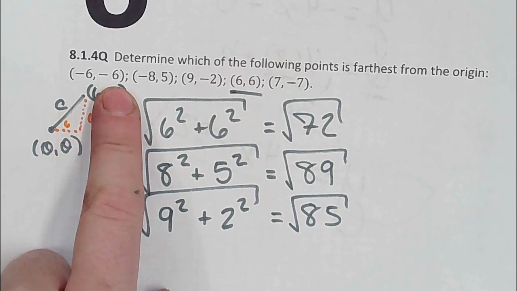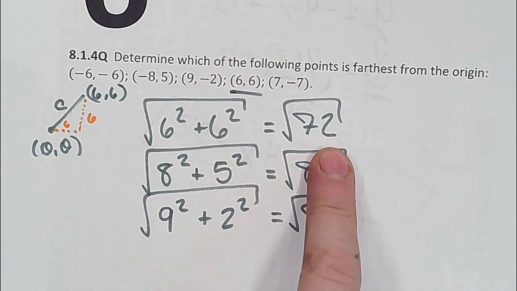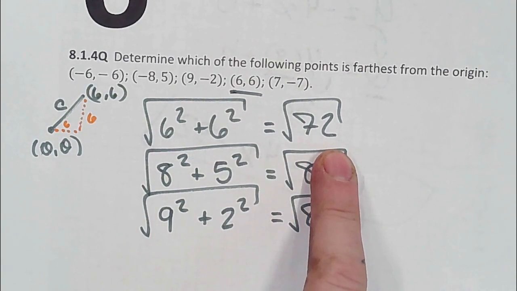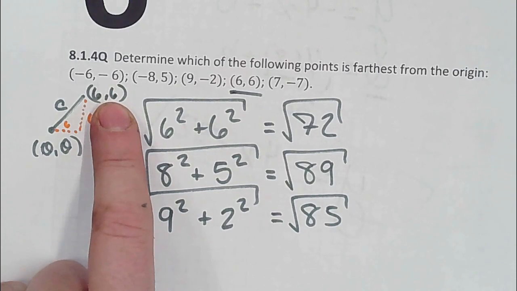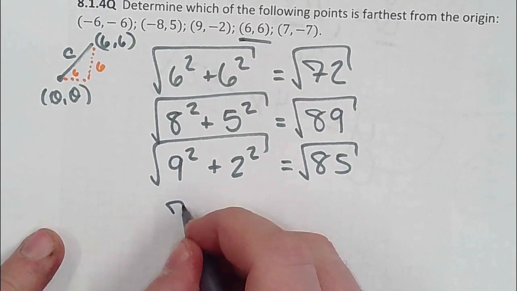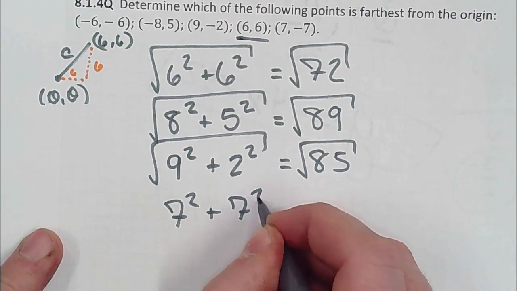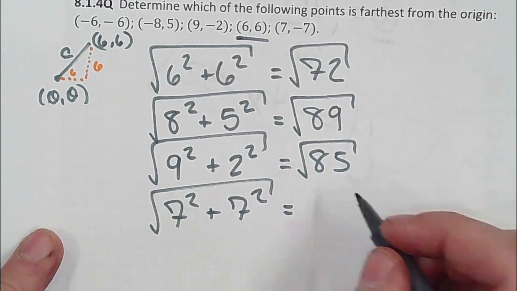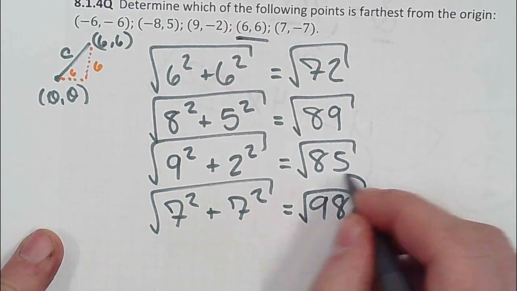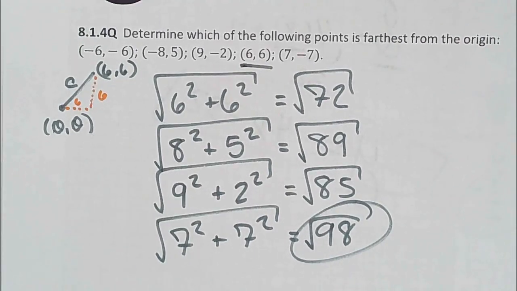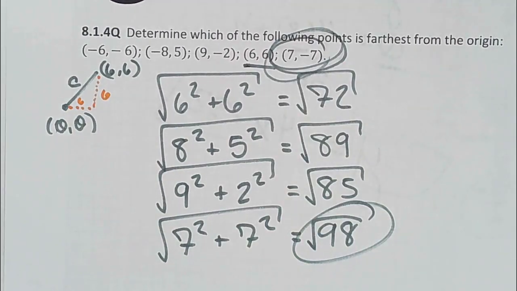Now, -6 will be the same distance away from the origin as 6, 6 will be. So we already know that doesn't work. 7, -7, on the other hand, is 7 away in both directions. So we get 49 and 49, which is 98. Root 98 is clearly further than the rest. So that's our winner, furthest away from the origin.